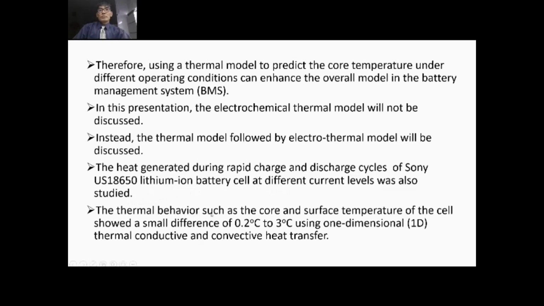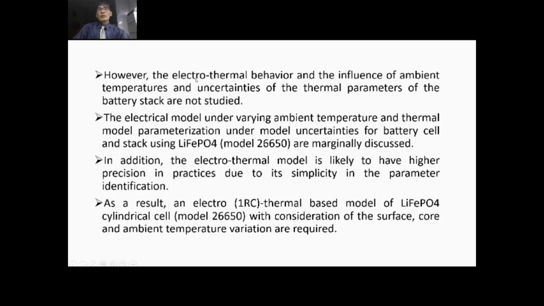The thermal behavior, such as the core and the surface temperature of the cell, shows a difference of around 0.2 degrees to 3 degrees using 1D thermal conductive and convective heat transfer. This is one of the literature findings that we have discovered, that the difference is not more than 3 degrees Celsius with this 1D thermal and convective heat transfer. However, the electrothermal behavior and the influence of ambient temperatures and also the uncertainty of these thermal parameters of the battery stacks, not just one cell but many cells, are not studied.